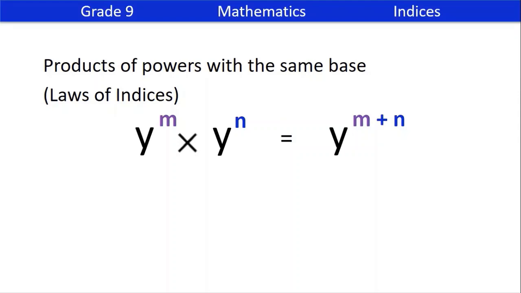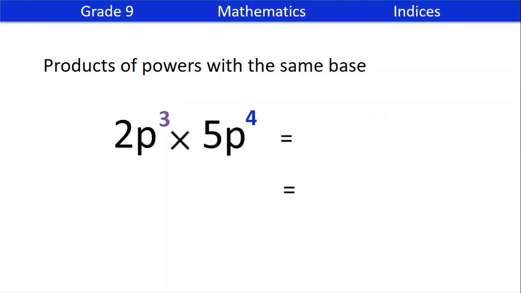So that is the first law of indices, and that is the law of indices which is relevant to the products of powers with the same base. Now let's try out an example with the studied law of indices. Here we need to multiply 2p to the power 3 by 5p to the power 4.